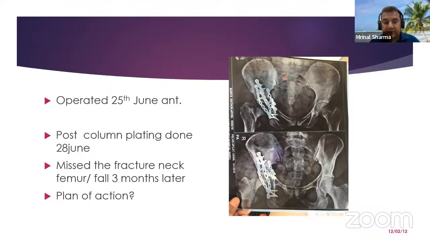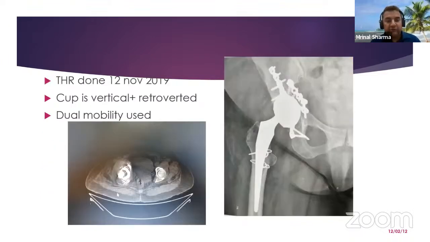But they still missed the fracture in the neck of femur. You can see the head was impacted and the neck was also damaged. So obviously this was bound to fail. So this patient underwent a total hip arthroplasty almost after 6 months. And this is what the surgeon had done. He used a dual mobility, but you can see the cup is vertical and it is retroverted on the CT scans. And ultimately it was bound to fail.